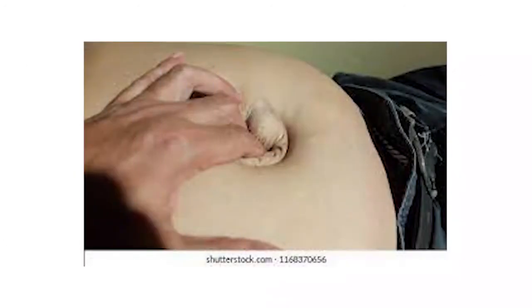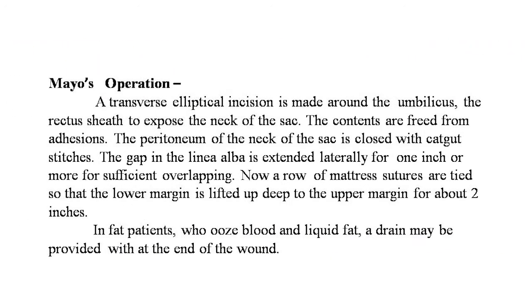This is the typical picture of the umbilical hernia, which is reduced by the fingers in the lying down position. This is in the erect position. The hernia comes out through the abdominal wall through the umbilicus. Now Mayo's operation. A transverse elliptical incision is made around the umbilicus, through the rectus sheath, to expose the neck of the sac. The contents are freed from the adhesions. The peritoneum of the neck of the sac is closed with catgut stitches. The gap in the linea alba is extended laterally for 1 inch or more for sufficient overlapping. Now a row of mattress stitches are tied so that the lower margin is lifted up and dipped under the upper margin for about 2 inches.